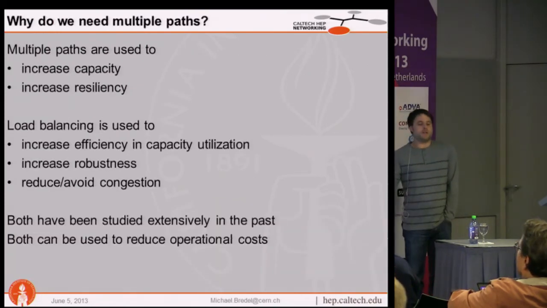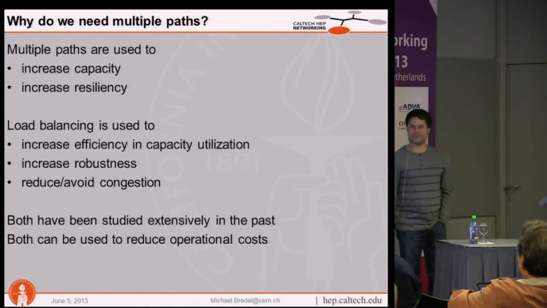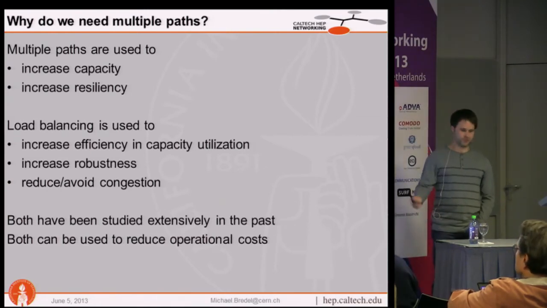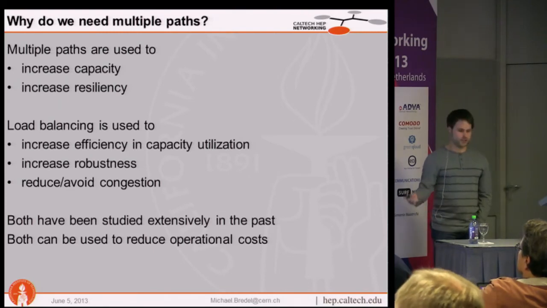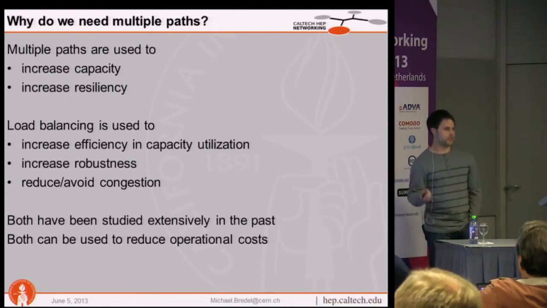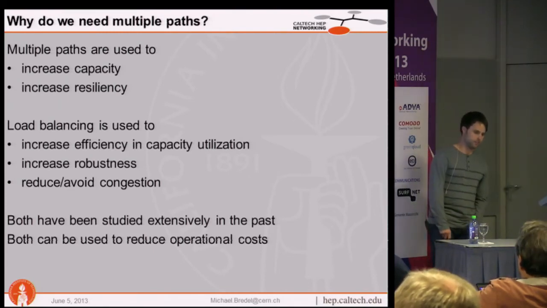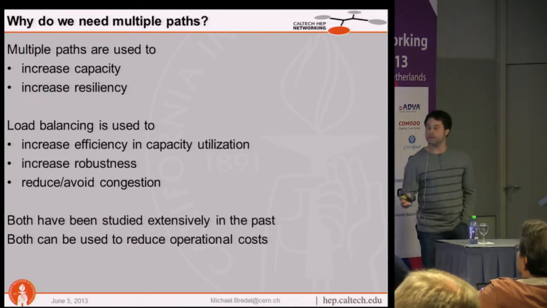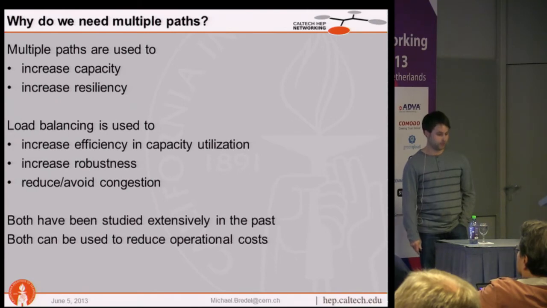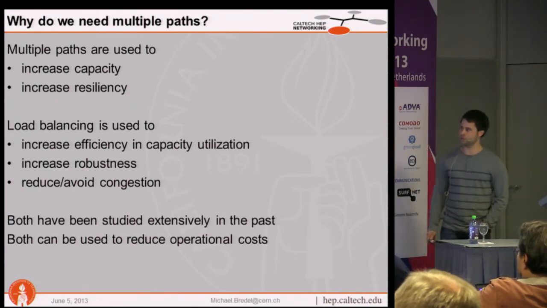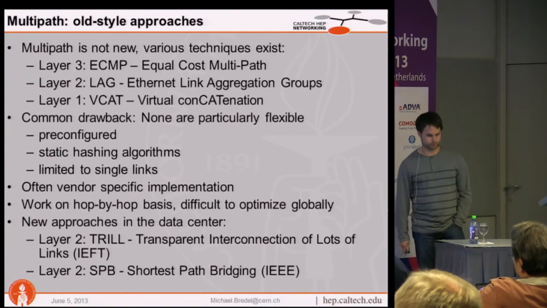Okay, why do we need multiple paths? Well, Ronald already addressed that issue, so I will go through that very quickly. We want to increase the capacity, we want to increase the resilience, we want to do load balancing in the network to use these multiple paths efficiently, and this can basically also be used to reduce your operational costs.